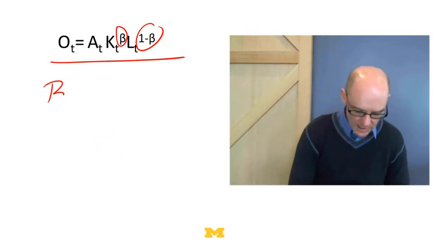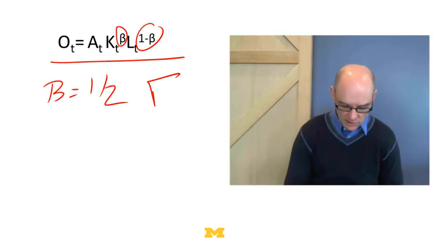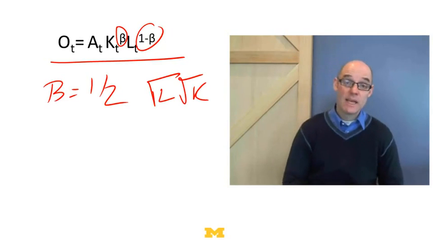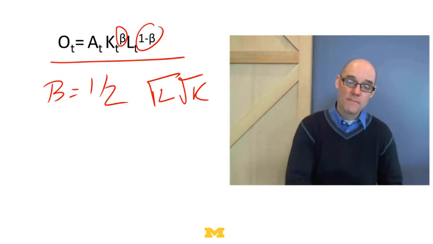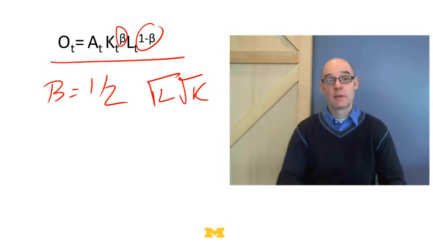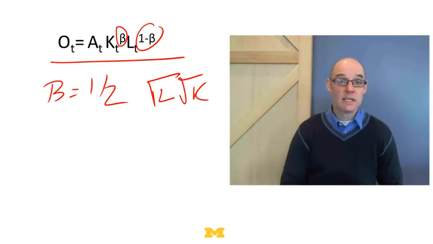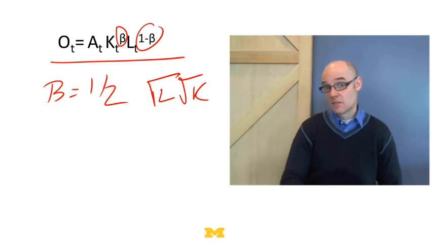Well, if beta equals 1/2, right, so if beta is a half, then this is just the square root of labor times the square root of capital, right? Easy. If beta gets bigger than a half, that means that capital matters a little bit more, and if beta is less than a half, that means capital matters a little bit less. So depending on the technology, it could be a capital-intensive technology, so the beta would be big, or it could be that it doesn't use much capital, and beta tends to be relatively small.